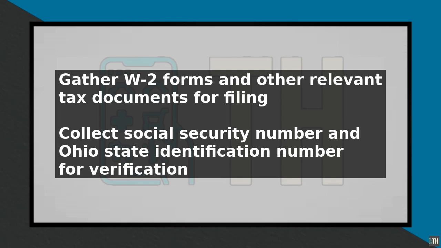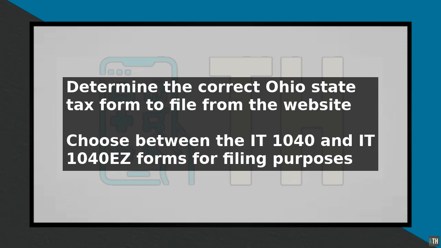Next, determine which Ohio State tax form you need to file, which can be found on the Ohio Department of Taxation website. The most common forms are the IT-1040 and the IT-1040EZ. The IT-1040 is used for most individuals, while the IT-1040EZ is used for those with simple tax returns.